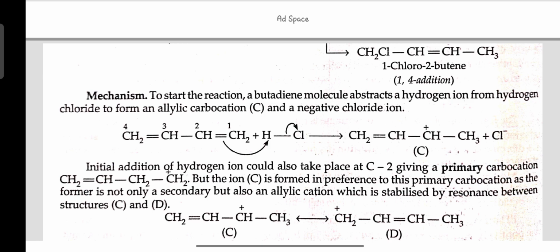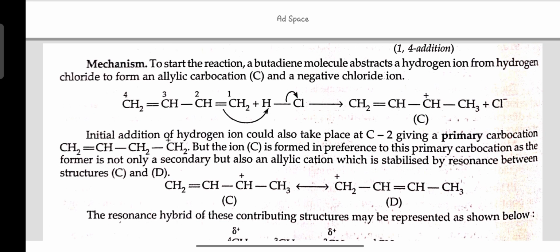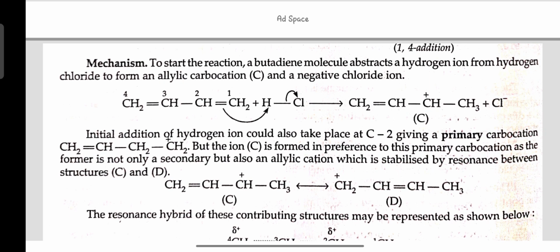Initially, addition of the hydrogen ion could also take place at C1 to give a primary carbocation, CH2=CH-CH2-CH2+. But the ion C is formed in preference to this primary carbocation, as the former is not only a secondary but also an allylic cation, which is stabilized by resonance between contributing structures C and D.